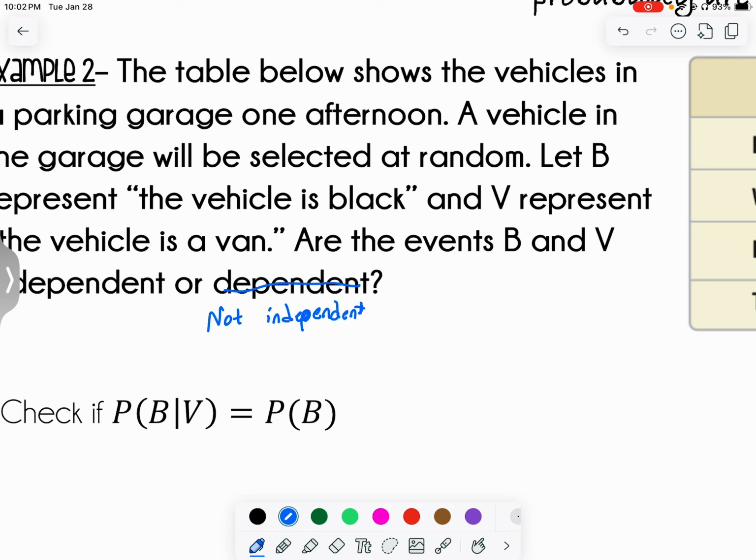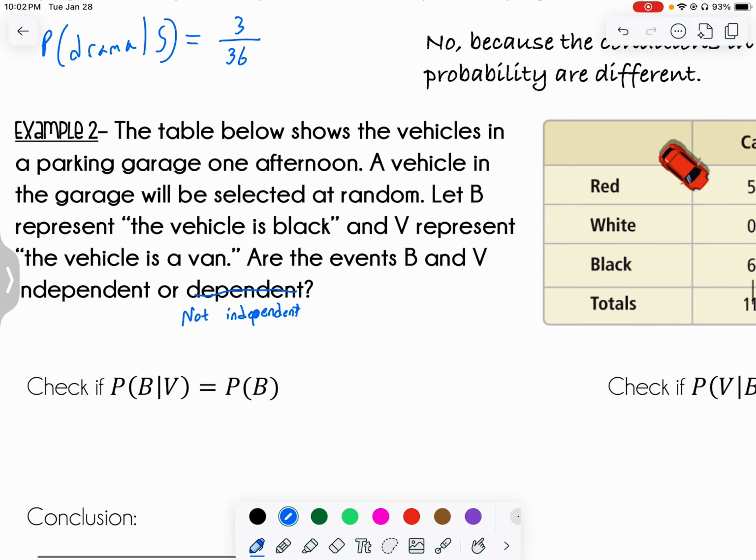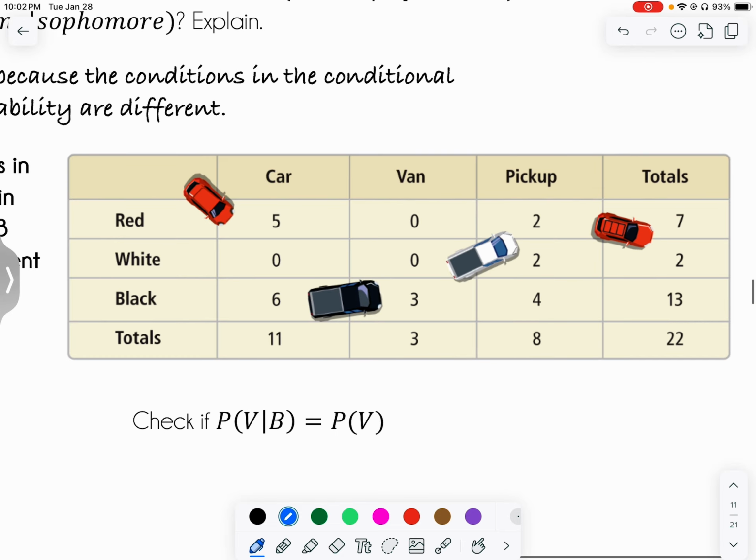Now, the reason that we don't call it dependent is because there's different variations on what dependent means. Dependent could mean direct dependence. It could mean indirect dependence. It could be several different types of dependence. So we usually don't just call them dependent if they're not independent.